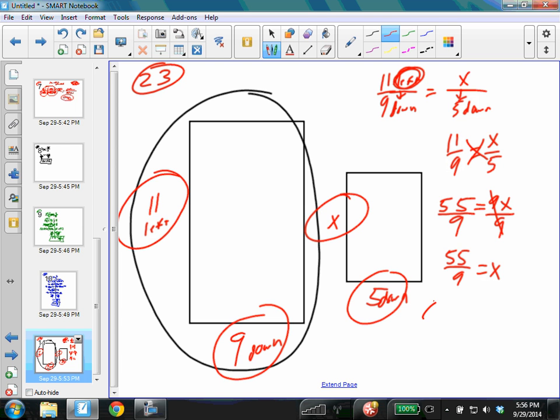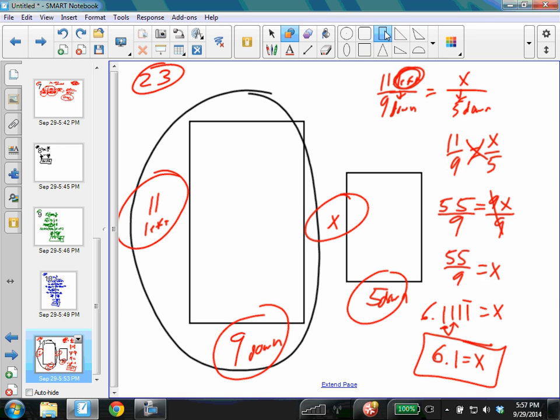It gives me 6.1111, and those ones just keep going. But it said round to the nearest tenth, and hopefully you know that the tenths place is the one right after the decimal. So that's the last number that I actually want to be part of my answer. So I'm looking at the one right next to it, and it's a 1, so I leave it the way it is. This is 6.1 is equal to x, is the final answer that we want.